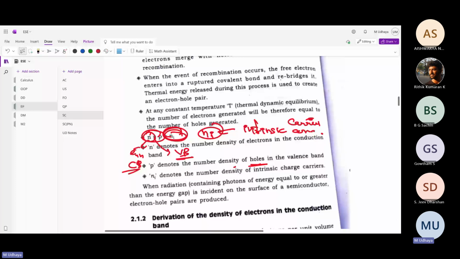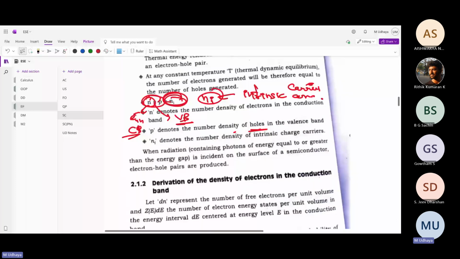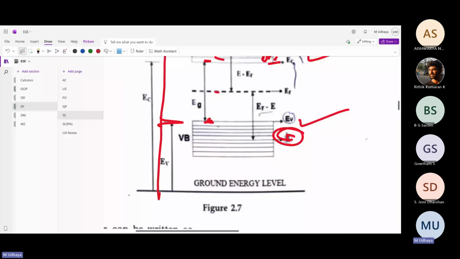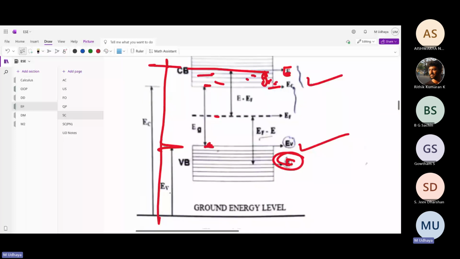Now we'll quickly jump to the derivation of the density of electrons in the conduction band. How do you see this? Let's break down the graph. You are representing each energy level on the x-axis, and the energies themselves on the y-axis. You will have a valence band and a conduction band.